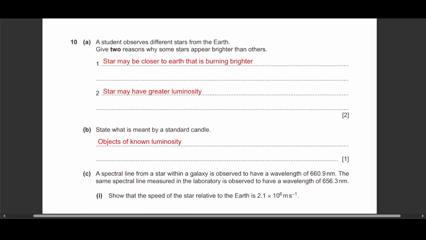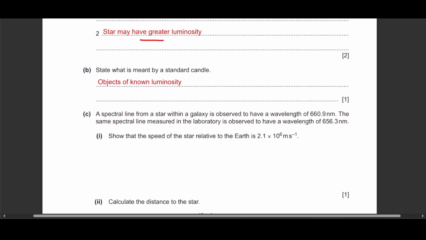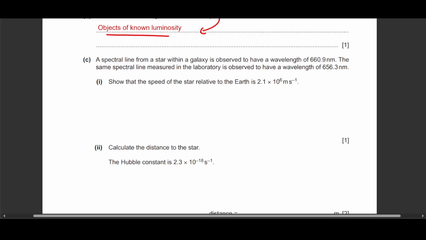All right, a student observes different stars. This is a repeated question. Give 2 reasons why some stars appear brighter than the others. So a star may be closer to the earth, that's why it appears brighter, and some stars may have greater luminosity, that's why they appear brighter. Standard candle, standard definition: objects of known luminosity. Please memorize this.